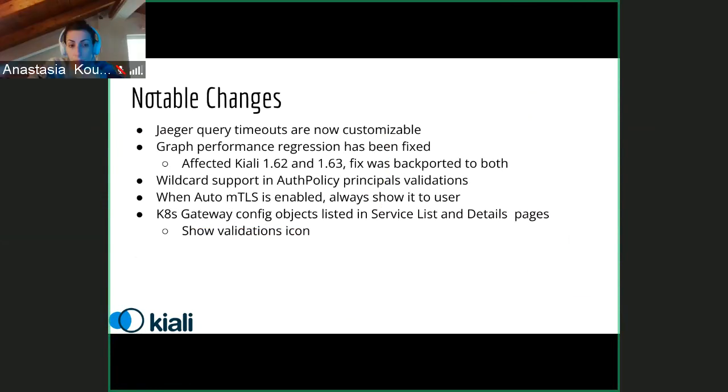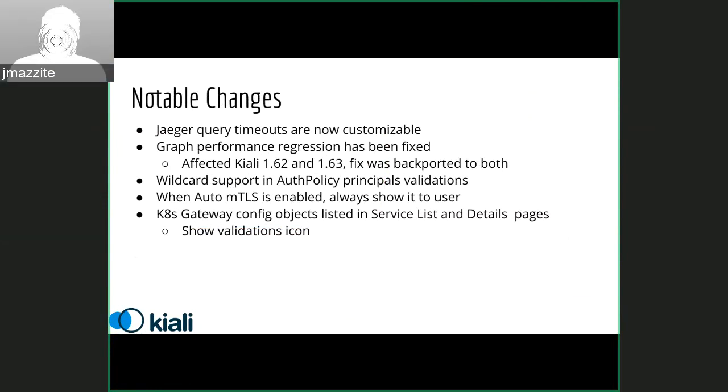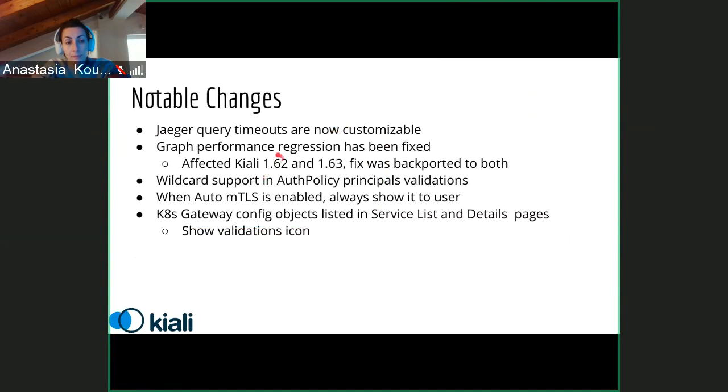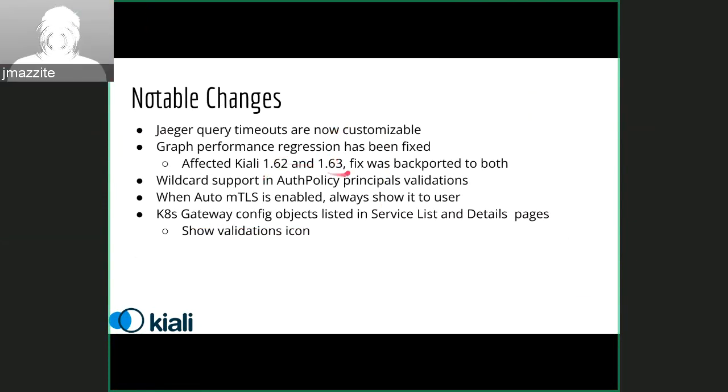Unfortunately, we had a graph performance regression that we detected. Actually, I think a community member found this. We did fix it, and we did backport it to both 1.62 and 1.63. So this has been fixed in this release, and it has been backported to these past two.